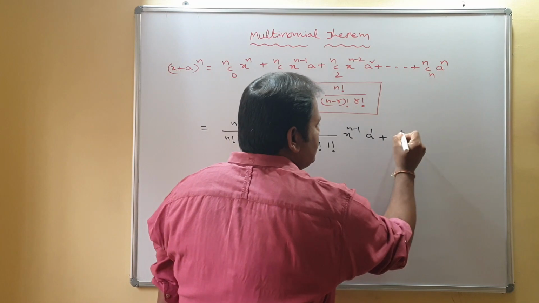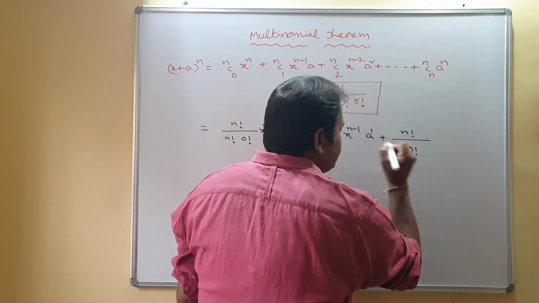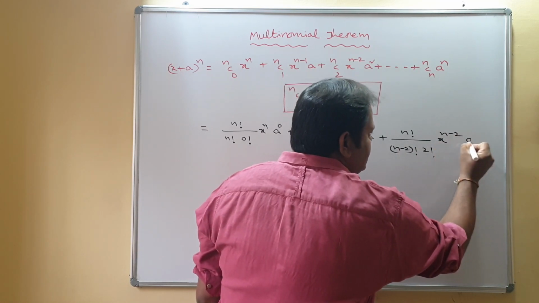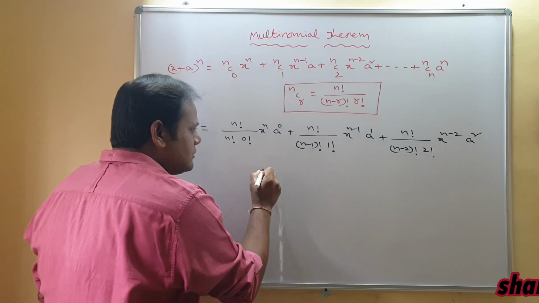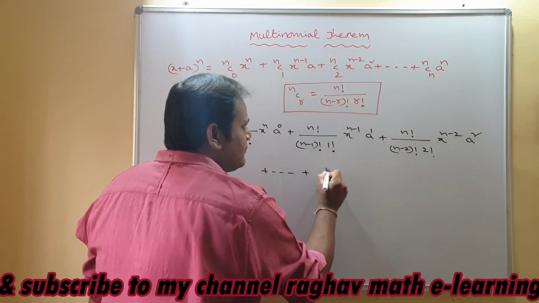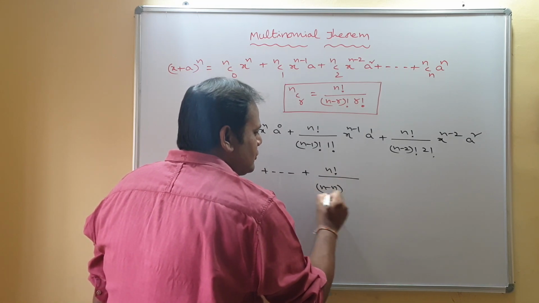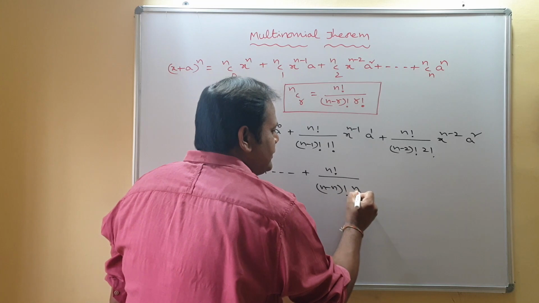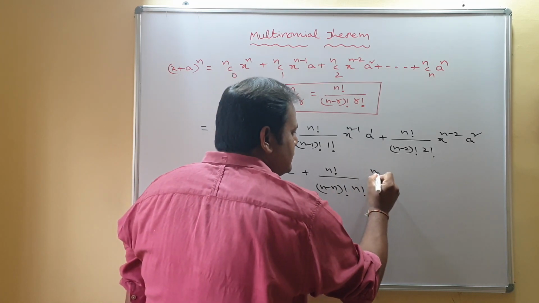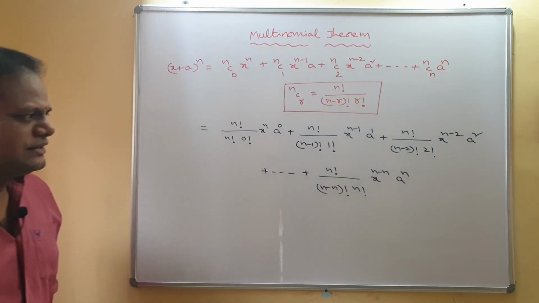Plus nC2: n factorial by (n minus 2) factorial into 2 factorial, into x power n minus 2 into a square, plus so on, and coming to the last term, n factorial by (n minus n) factorial into n factorial, into x power n minus n into a power n.